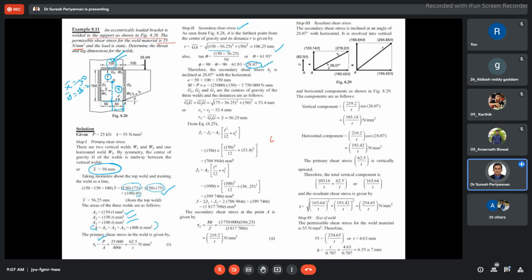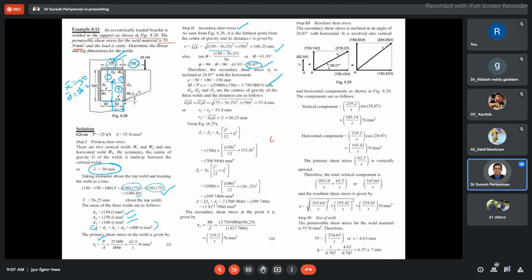Now come to the eccentric distance. We know this distance is given as 100 mm. The eccentric distance is now, with X bar here, this distance is 50, then 150. Then find out the moment here. Now go for the moment of inertia calculation with respect to each weld.